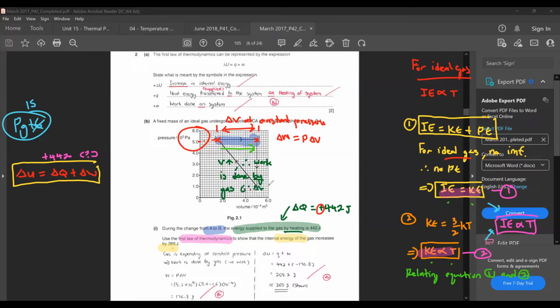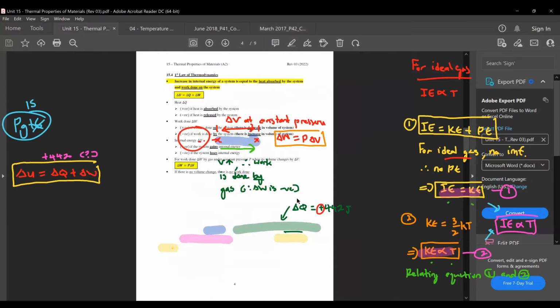Therefore, delta W is negative. So you can use this equation to find out the magnitude of the work done. But as to whether it's going to be positive or negative, you have to see how the volume is changing. Is it a volume increase or a volume decrease? If the volume is decreasing, it is work done on gas. This is actually stated somewhere around page 4 of your notes.